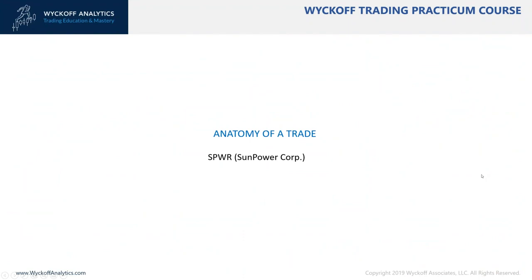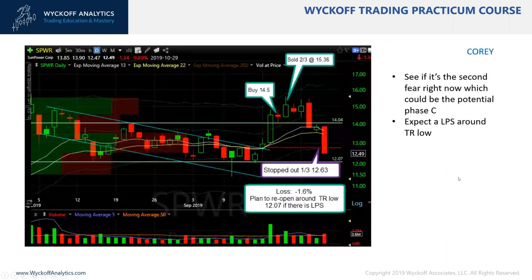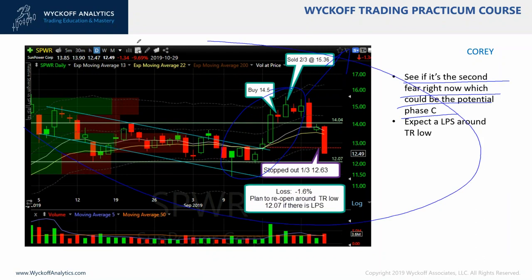Let's look at the anatomy of the trade. That was a very interesting, not just a couple of days, 3-4 days. I thought this comment from Corey was really good. We were discussing where SunPower could potentially go. We were thinking about some kind of reaction after the rally, or the rally takes us out. The rally did not materialize, so Corey was saying that we're expecting some kind of potential phase C if this is a backing up action, right? So if this is the range.